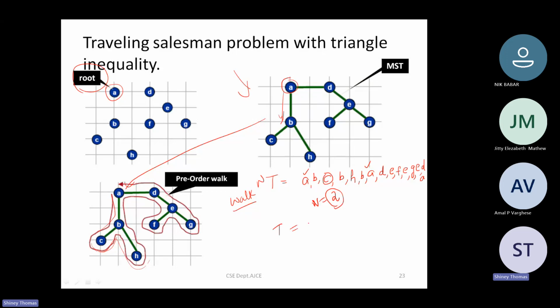The first time you visit a vertex, write it only once; don't repeat the work. A, B, C, then B came again, but B is already visited, right? So no need to write it again. Then you have H, then B and A are already visited. So next is D, then E, which you're visiting the first time, then F, G.